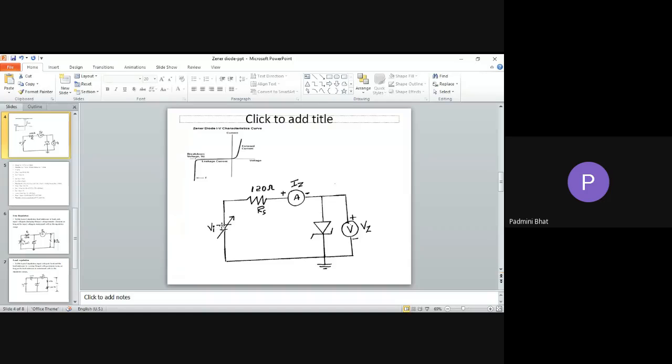Once you keep 5.6, you observe that the current and the voltage have already shot up. Then 5.8, you note down 5.6, 5.7, 5.8, and stop, because after that we know it is going to remain almost constant, though it is in milliamps. You can see in the video how we did the experiment. Then plot the graph. So these two are the forward and reverse characteristics of the Zener diode.